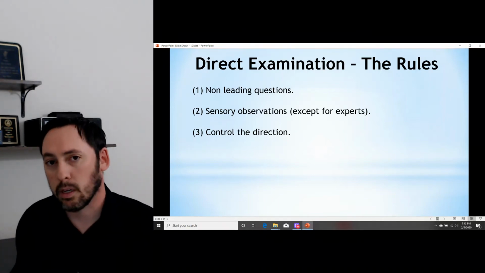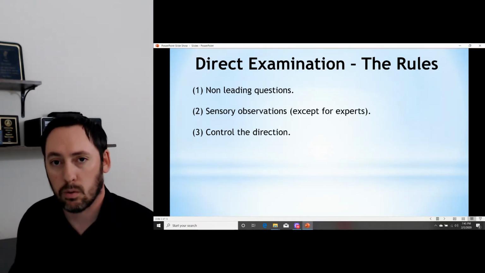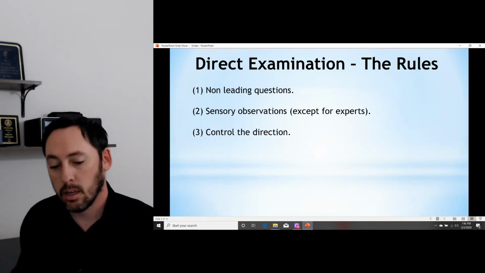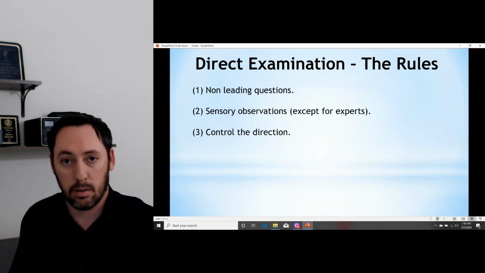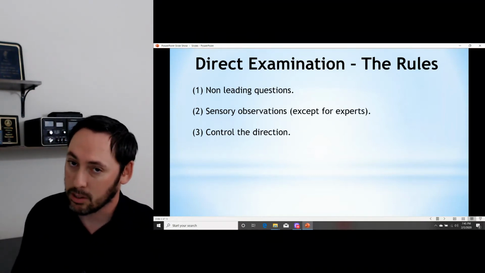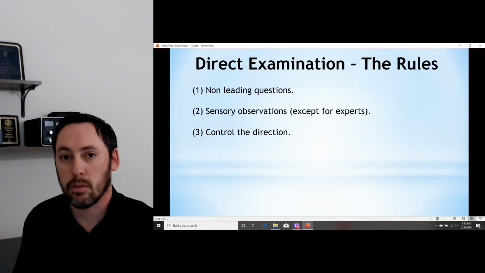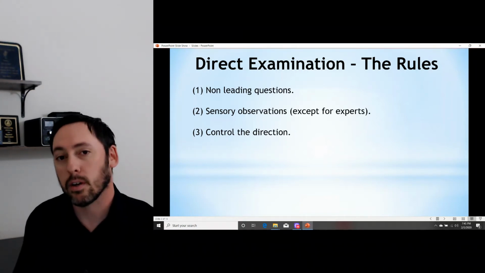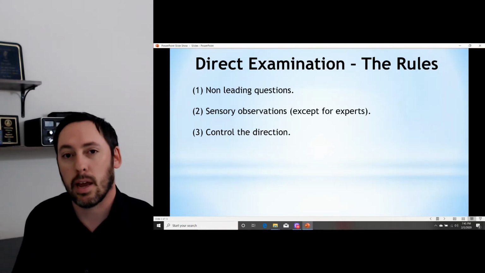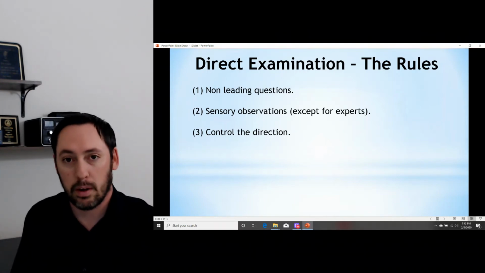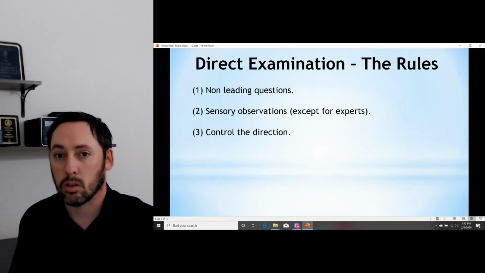Most importantly, control the direction of your direct. Every witness is different. Some police officers testify very well, others not so much. This is why it's important to meet with your witnesses ahead of time, have your questions ready to see how they're going to answer them. Some will get right to the point and answer the question. Others go on these long tangents.